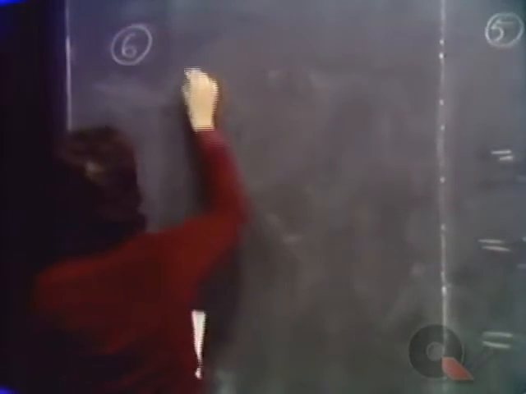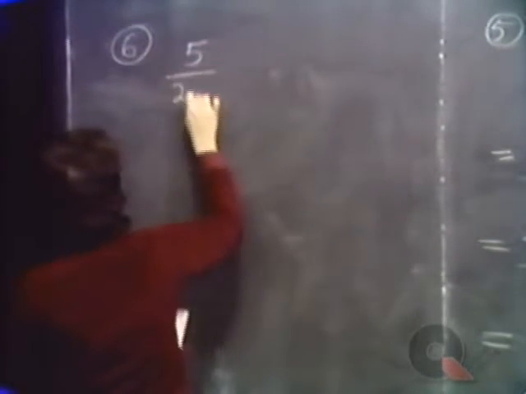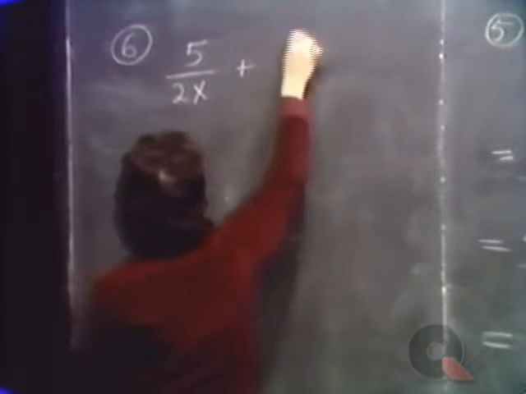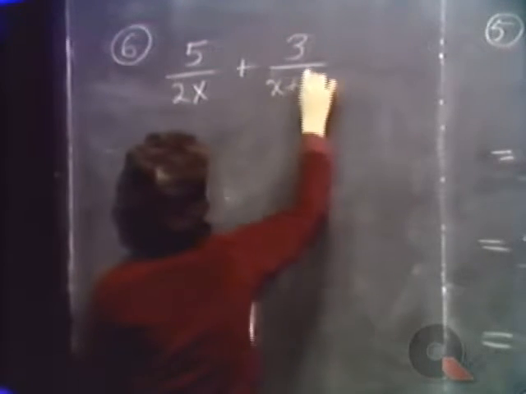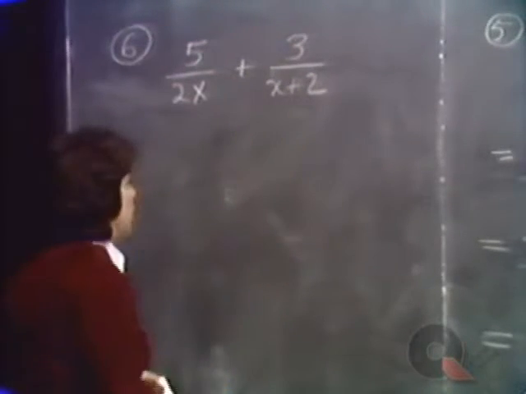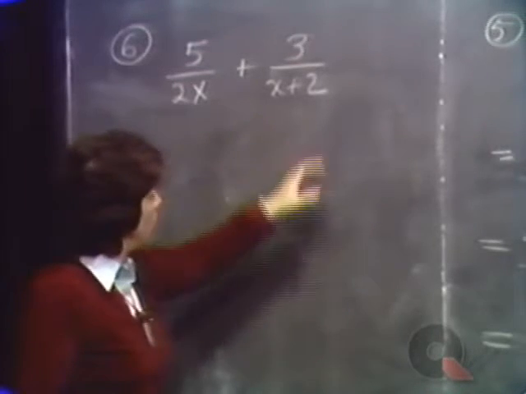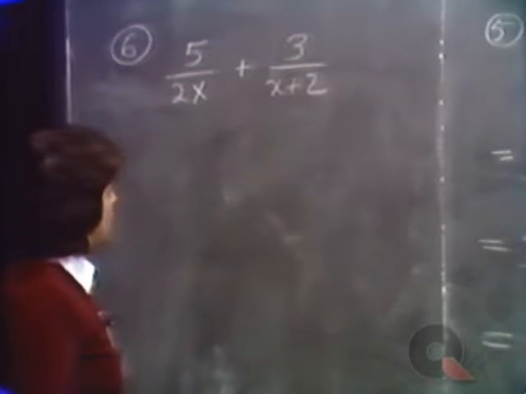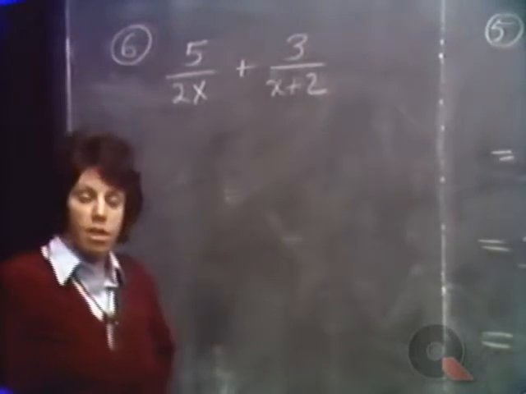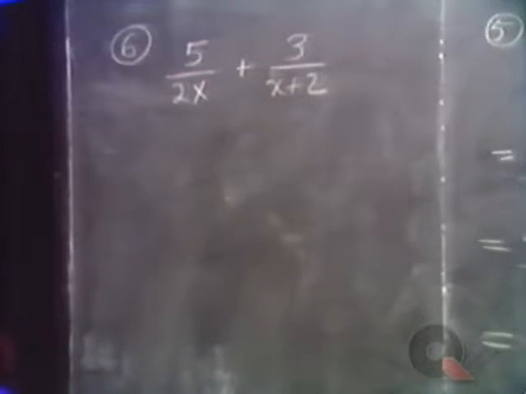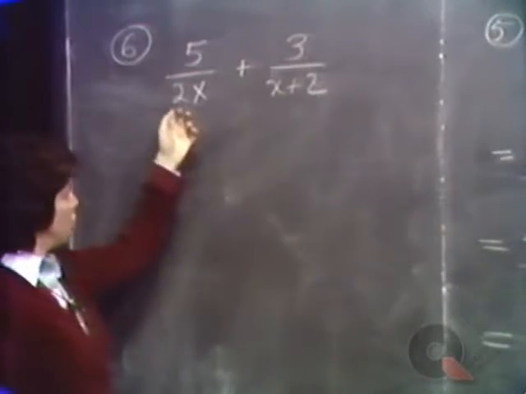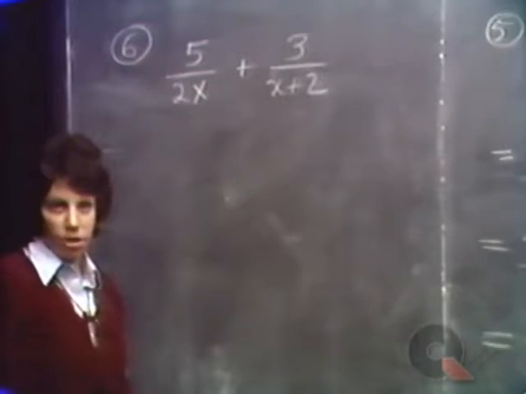Add fractions that did not have the same denominator. For example, 5 over 2x plus 3 over x plus 2. Right? We want to add fractions that do not have the same denominator. So what we do is we use the fundamental principle of fractions. We try to build fractions equivalent to each of these fractions.